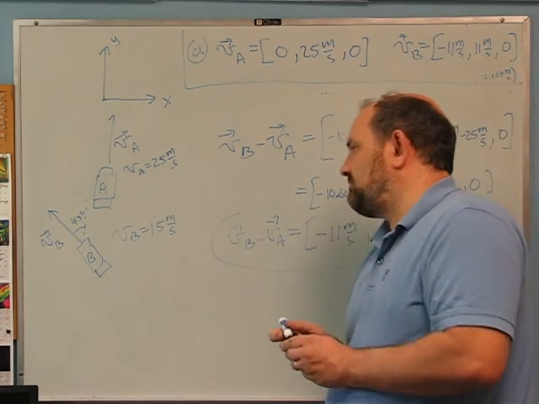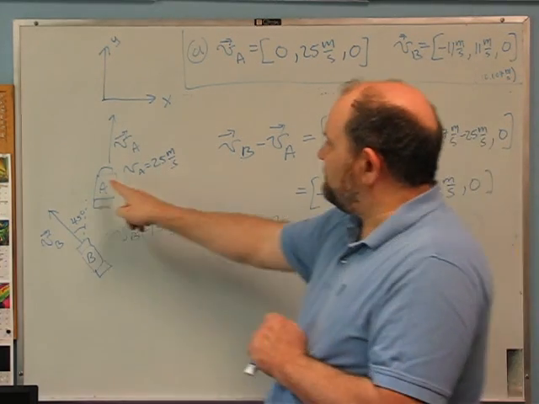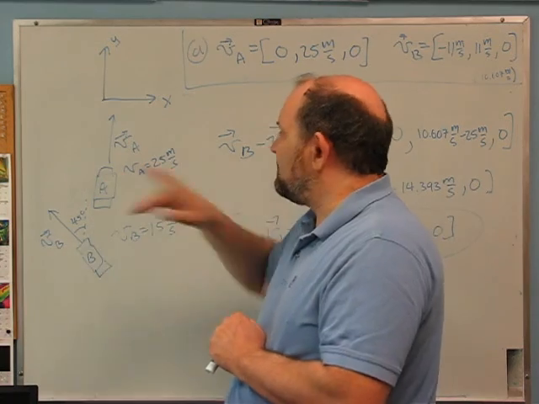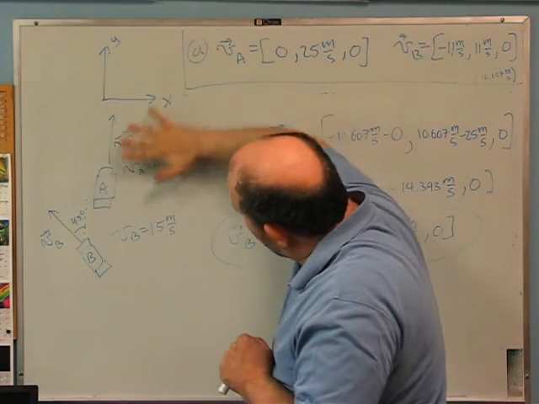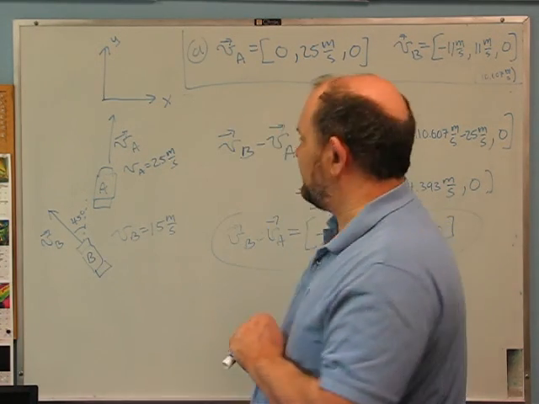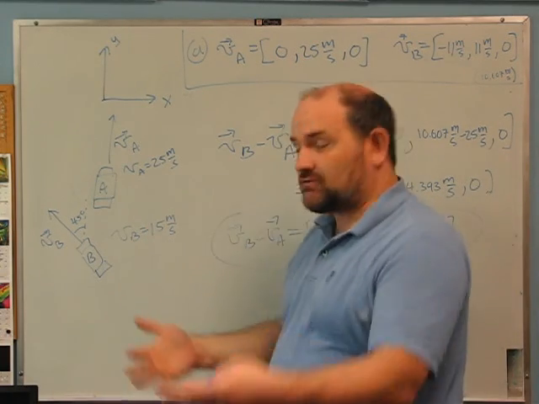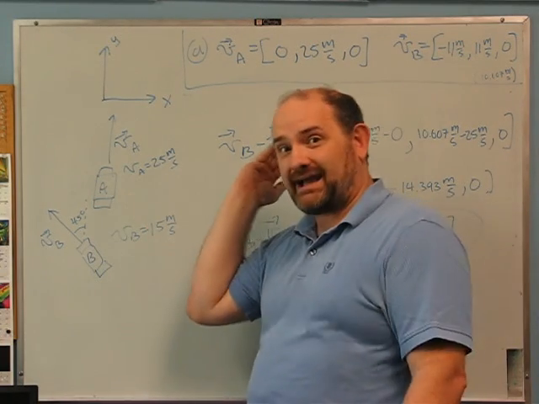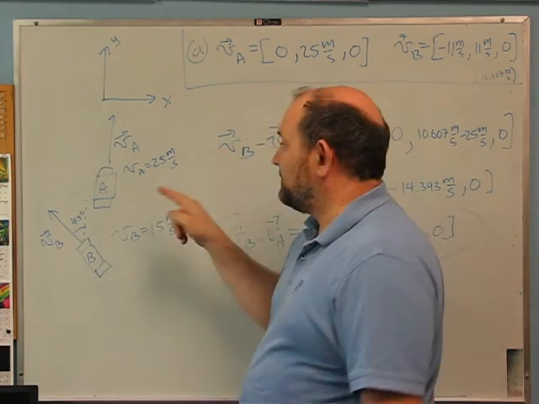And that's the answer to part B. So from the point of view of car A, the entire Earth is moving south at 25 meters per second. A weird way to think about it, but sure, the ground, I mean, it's like when you look out and you see the trees going back. That's the tree moving relative to you.